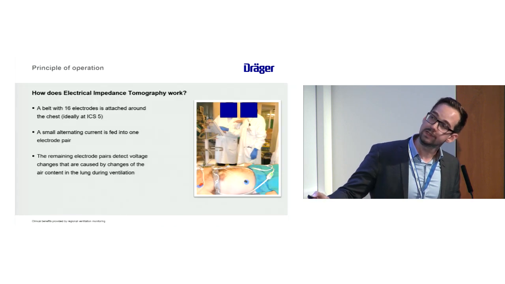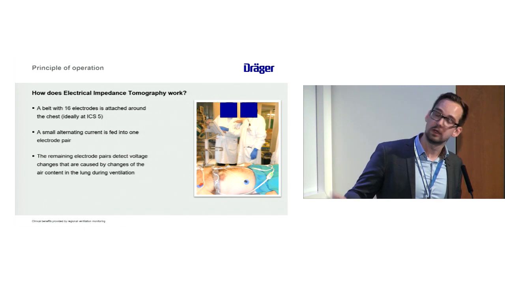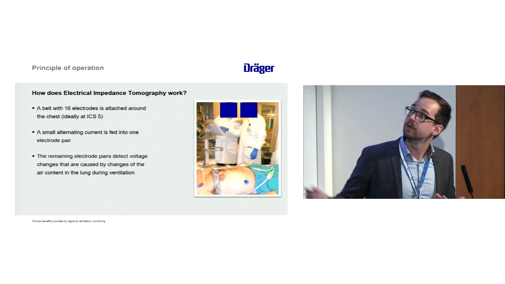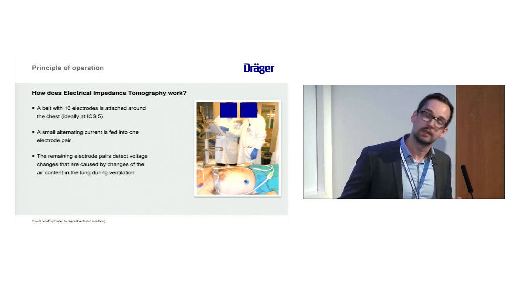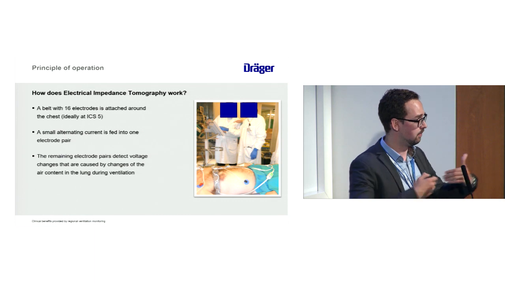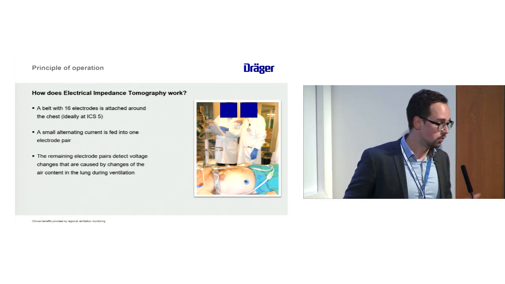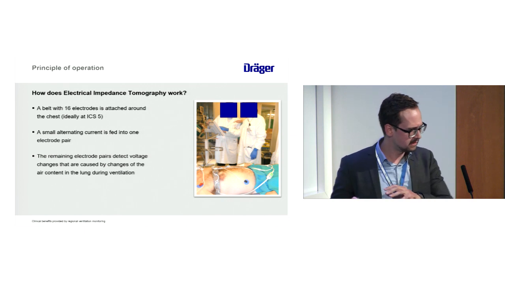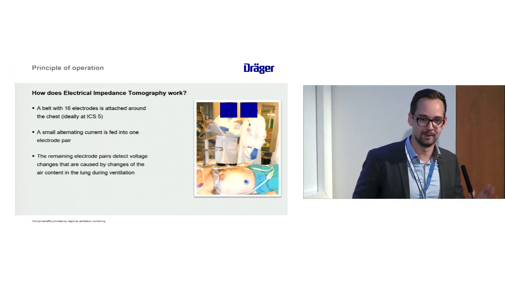So what do we need? We have to place 16 electrodes around the patient's chest, ideally at intercostal space 5, and then we apply a small alternating current into the chest and measure the resulting voltages. Here we can see the device in the background. So this is a possible setup. I just want to show you some of the basic operating principles, so you trust me that this is not just magic.